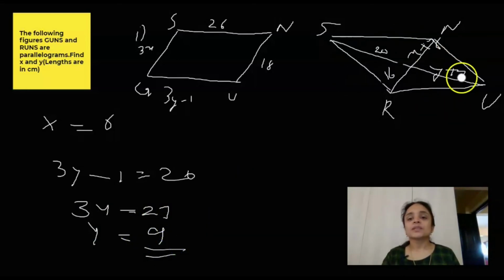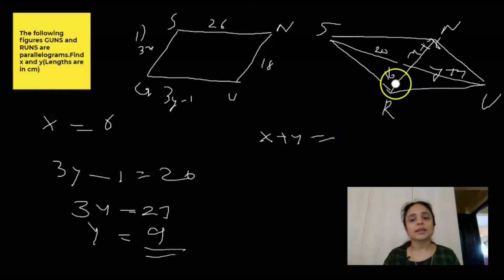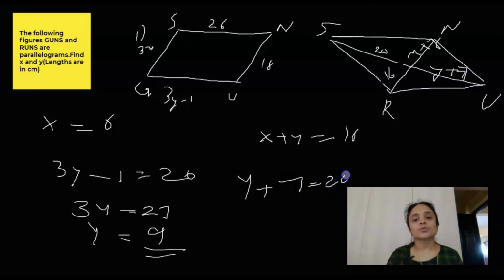Okay, now from this figure we have to find x and y. We know that in a parallelogram diagonals bisect each other. Diagonals bisect each other means each diagonal is cut into half by the other diagonal. So here x plus y is equal to 16. This part and this part will be equal. So x plus y equal to 16, and here y plus 7 is equal to 20. This is 7. So y plus 7 equal to 20 means y equal to 20 minus 7, which is equal to 13. Substitute here, x equal to 16 minus 13, which is equal to 3. So x equal to 3 and y equal to 13 is the answer.